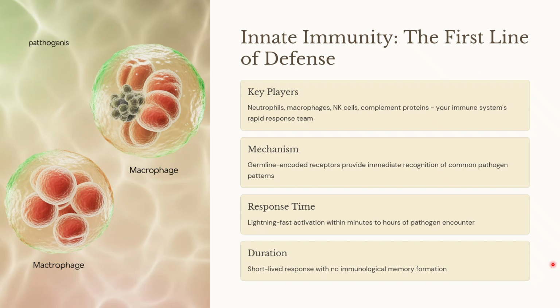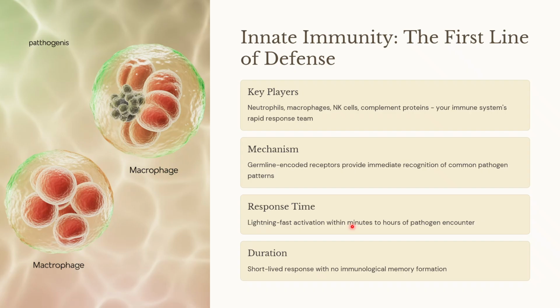The receptors are toll-like receptors or nod-like receptors. So the receptors are not exactly specific, they are general, to recognize general patterns. Therefore, once a pattern is recognized, the cells can counteract the pathogen immediately. That is, lightning fast activation happens within minutes to hours of the pathogen being exposed.